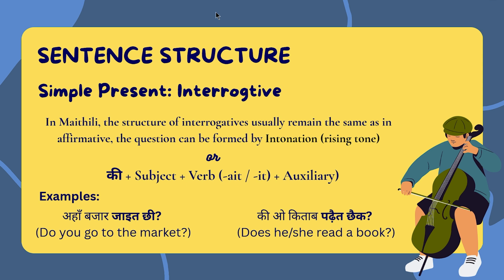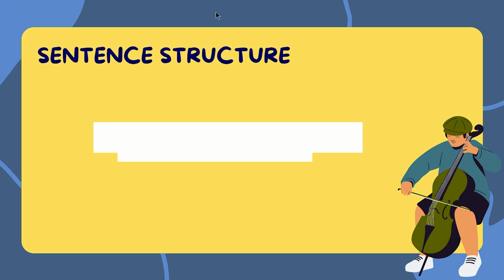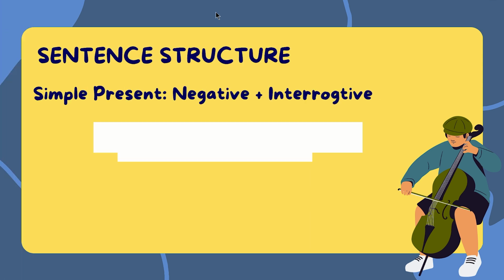Or ki o kitab padhe chhe, does he or she read a book? So we suggest the question through rising tone in Maithili. Okay, now let's look at how we construct negative interrogative forms.